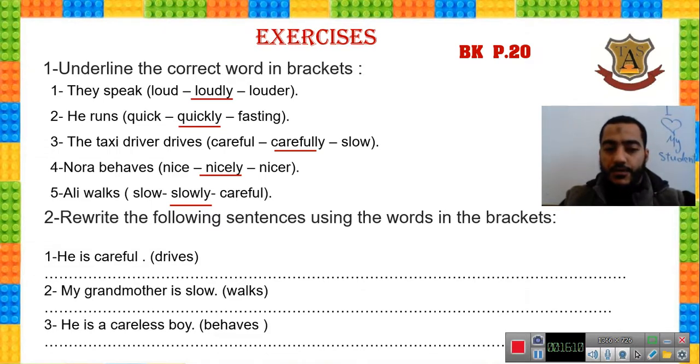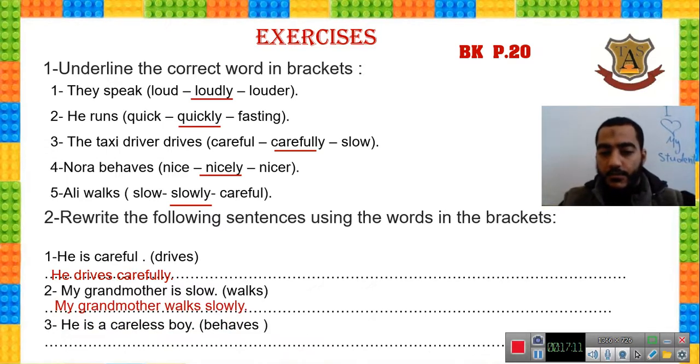Number one, he is careful. Use drives. This sentence wants you to change or to use an adverb. Why? Because the question gave you a verb to use. So he wants you to describe this verb, and we have an adjective here, careful. So it must be he drives carefully. Very good. He drives carefully. Number two, my grandmother is slow. The same. He gave you walks. Okay? So my grandmother walks slowly. Amazing.